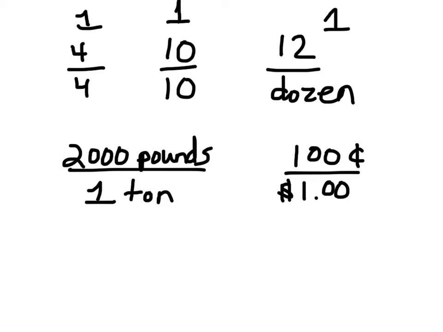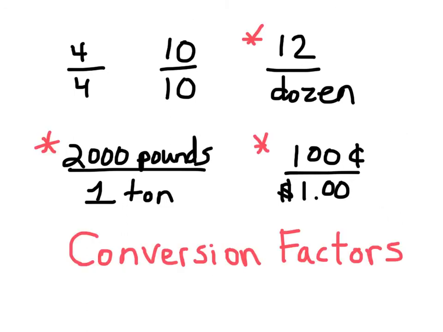2,000 pounds divided by 1 ton is also equal to 1. That's because there are 2,000 pounds in every ton. And 100 cents and $1 are also equal to each other. So if you divide that by that, you'll get 1 as well. So these fractions are called conversion factors. At least the bottom two and the one on the right on the top are all conversion factors. They're fractions or ratios really, or proportions, that show you that two things are equal to each other. If you divide one by the other, you're going to get 1.